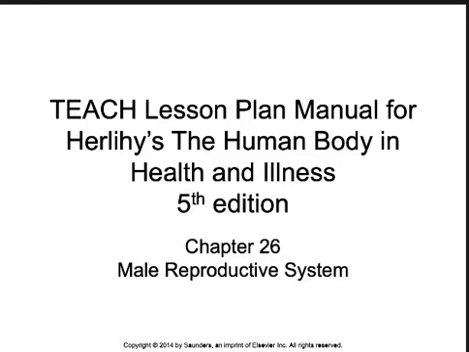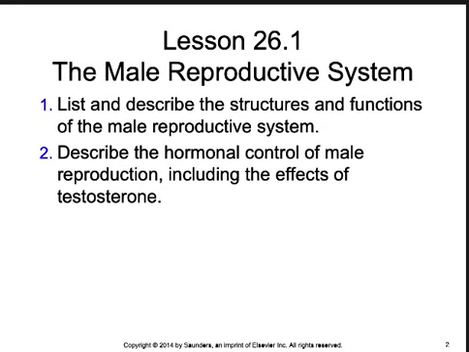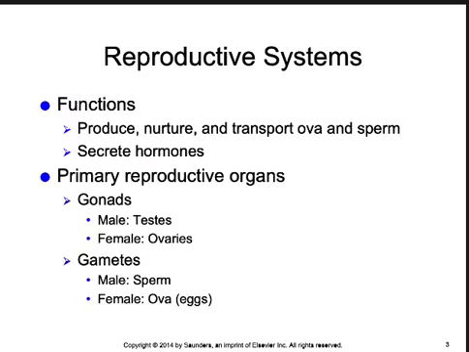This is chapter 26. We're going to start with male reproductive, and then we're going to move into female reproductive. We're going to talk about the structure and function of the reproductive system and the advantages of sexual reproduction over asexual reproduction. The reproductive system's function is fairly straightforward. It's to produce, nurture, and transport ova and sperm, and secrete hormones.